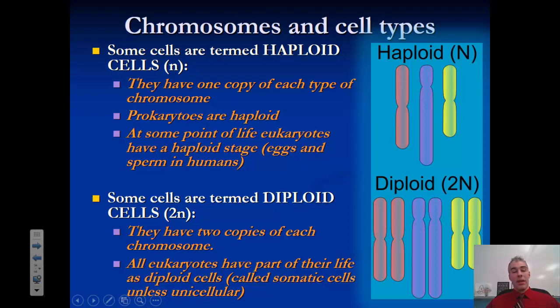Haploid cells only have 1 copy. So gametes, sperm and egg, are haploid. They only have half. They have the full recipe book, but they only have 1 copy of the recipe book. So that's why it's deemed N as opposed to 2N in diploid cells, because they have 2 copies. Prokaryotes are always haploid. They'll only have 1 copy of their DNA. And at some point, every eukaryote has some sort of haploid stage if it does sexual reproduction.